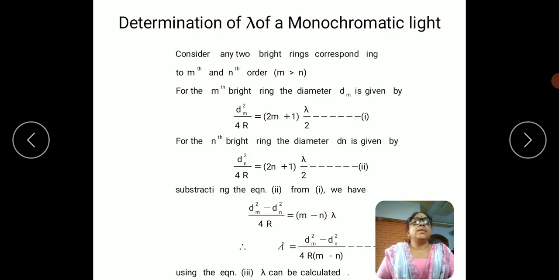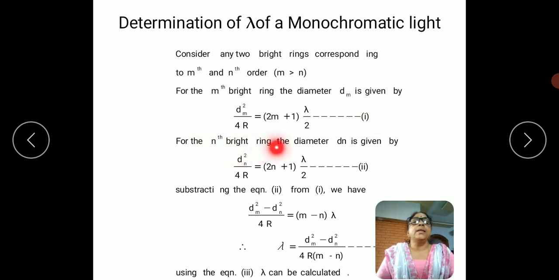Now, let us study the determination of lambda of monochromatic light using the Newton's rings experiment. First, consider any two bright rings of mth and nth order, where m is greater than n. For the mth bright ring, the diameter Dm is given by Dm square divided by 4R equal to (2m plus 1) lambda by 2. Say this is equation 1.